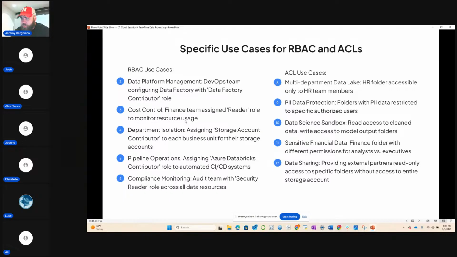Might be useful. There's also a cost management module inside of Azure. You may give them access to be able to see what the overall cost is. So, department isolation: assigning storage account contributor to each business unit for their own storage accounts. Perhaps, oftentimes, you'd want a silo for what marketing is doing versus what finance is doing.